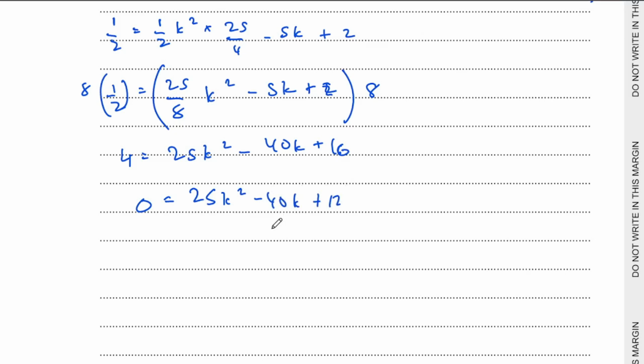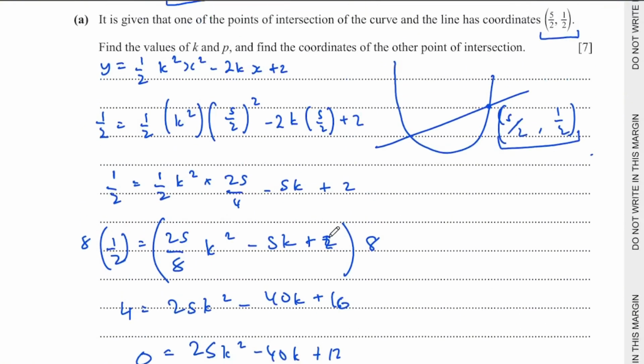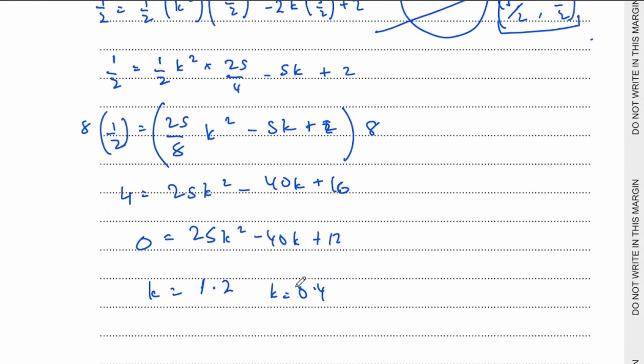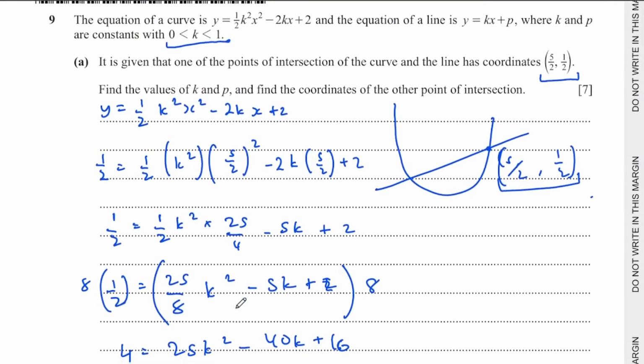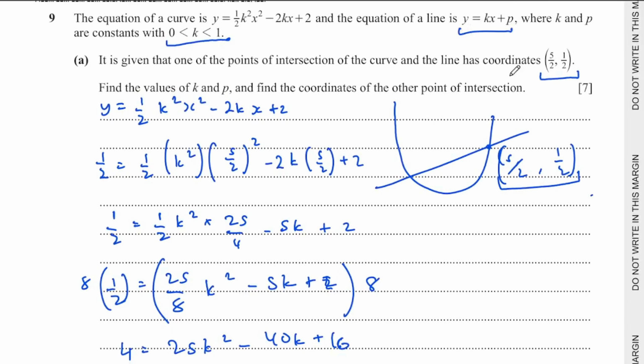And we could solve this, and we would get k equals 1.2 or k equals 0.4. We were told k is between 0 and 1, and so we are going to use 0.4 and not 1.2. And with that we can get our equation of the line.